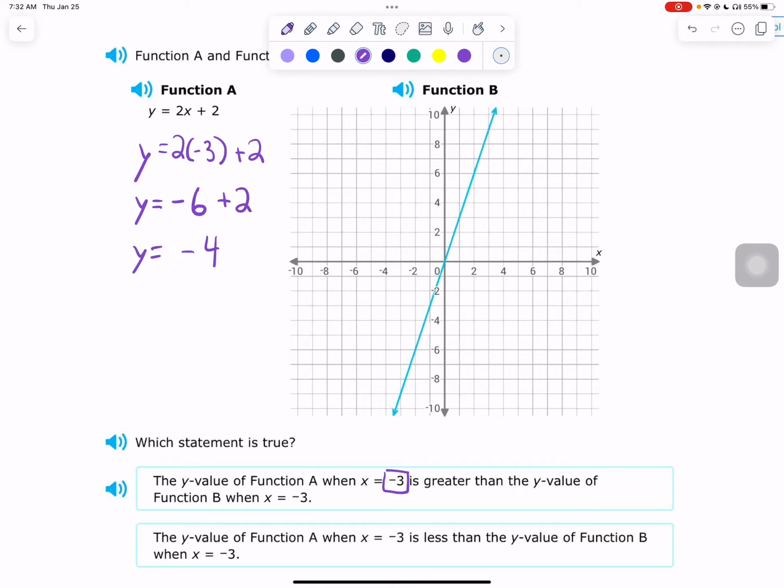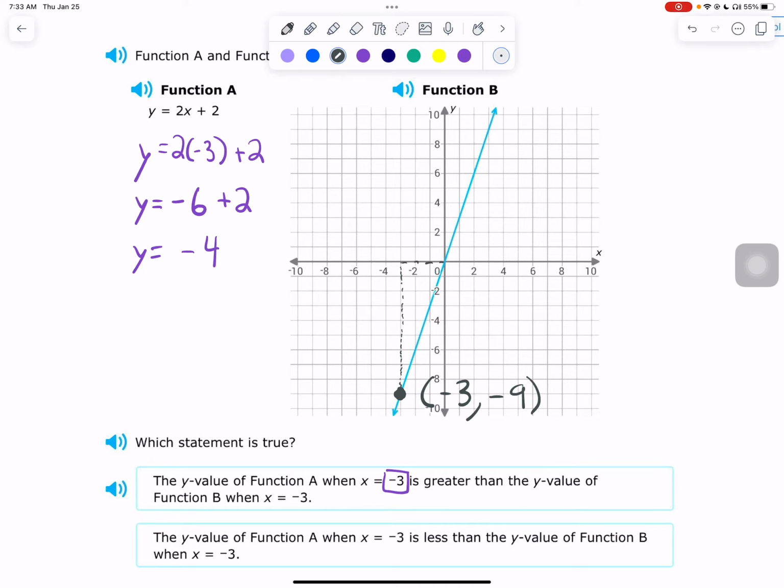All right? So now with our graph, this is where maybe it can get a little bit more tricky for you guys. All we're going to do, okay, is figure out what y is when x is -3. So all I have to do with that is I go out here to -3 and I see where it touches the line when x is -3. And when x is -3, y is -9.